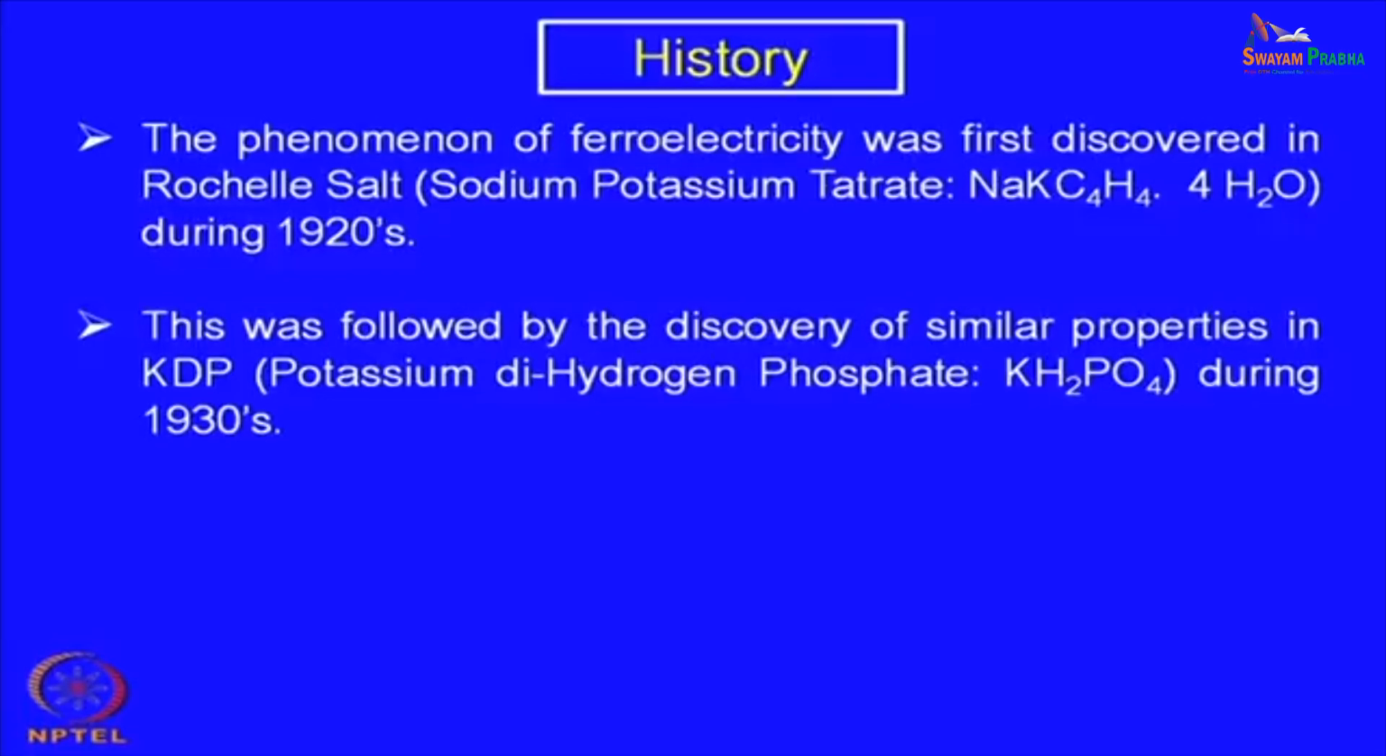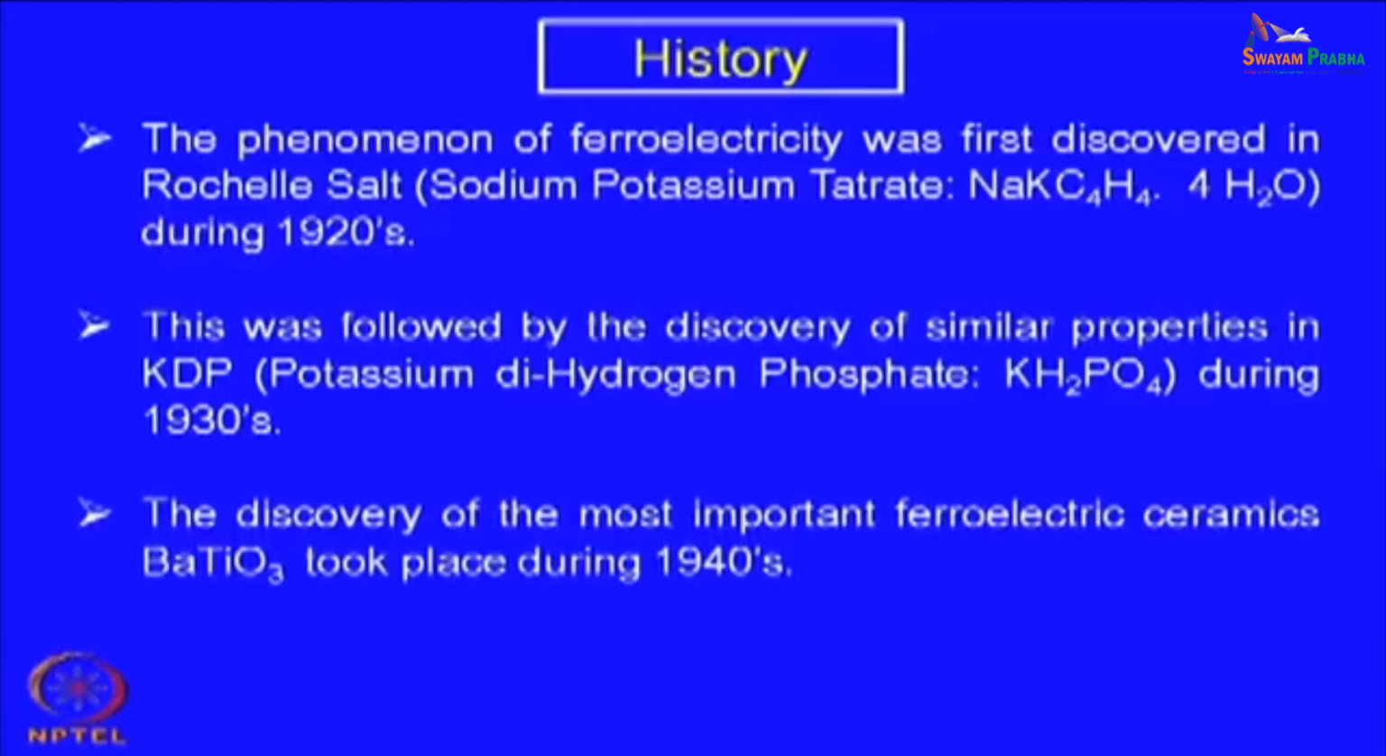Those days these are the materials of which single crystals could be grown relatively easily. That is the reason they have been studied in the single crystal form, and the properties were basically discovered when the single crystal properties were investigated. In those days it was very difficult to grow single crystal of ceramic materials because of their high melting point, and therefore, these are the materials which could be produced in a single crystal form, and their properties were discovered in those materials.